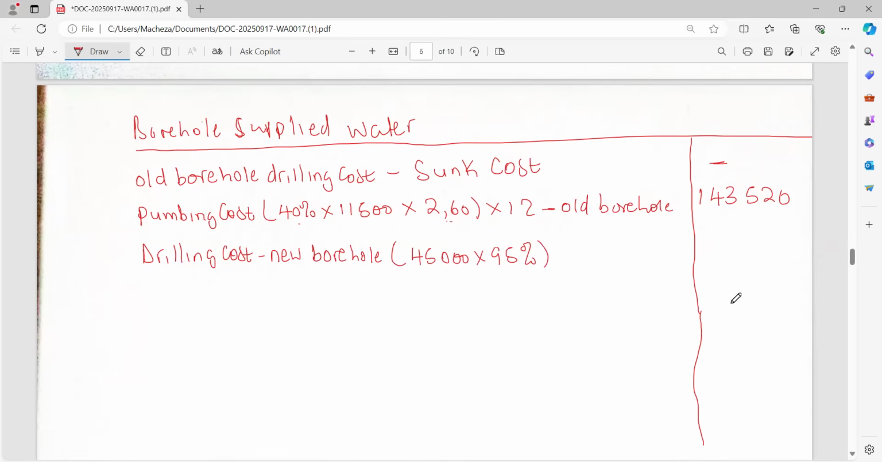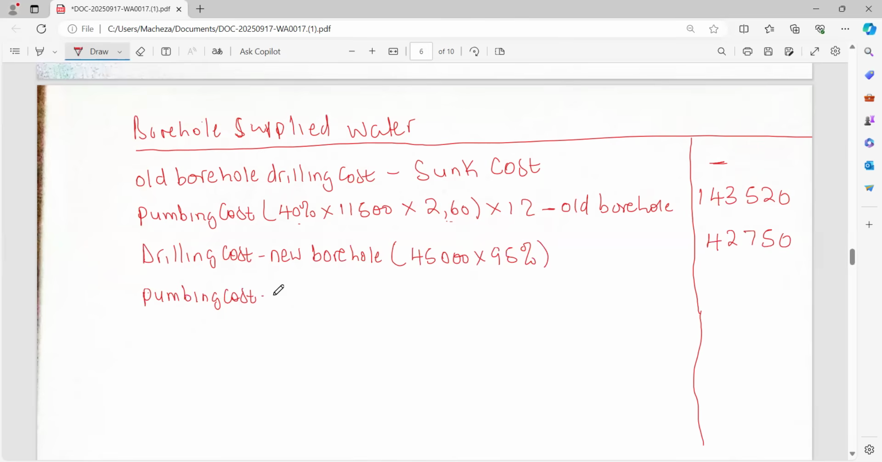So it's going to be what? 42,750. Am I correct? Yes. So this is going to be our drilling cost for the new bore. Then pumping cost for the new bore, it's going to require 60%.